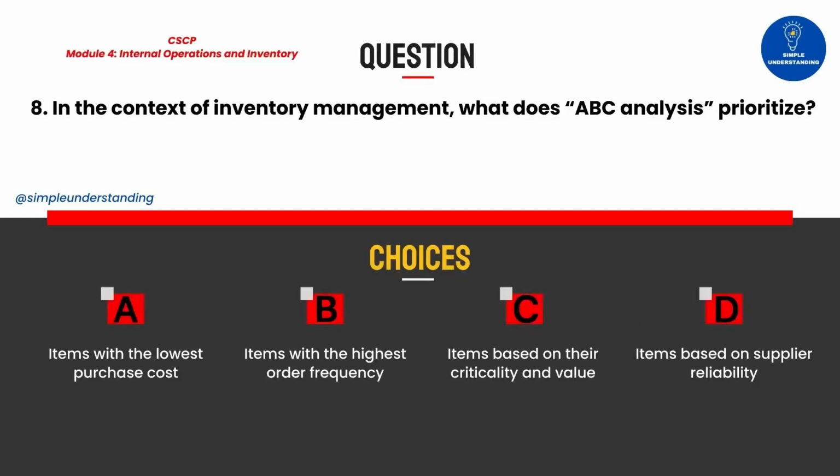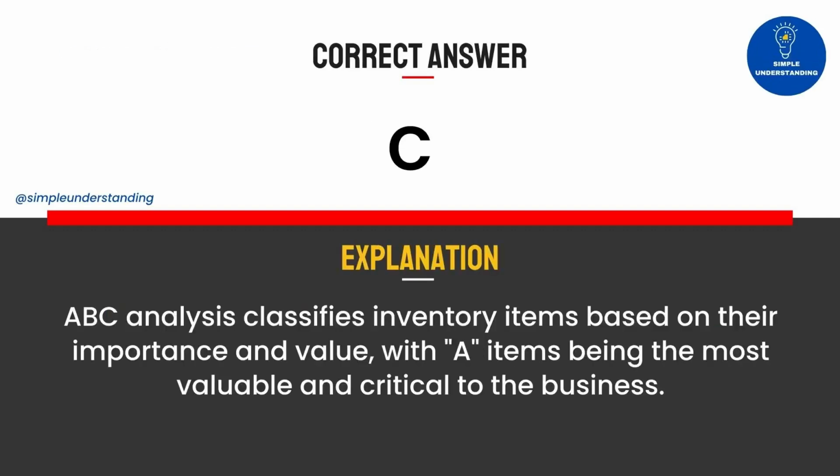8. In the context of inventory management, what does ABC analysis prioritize? A. Items with the lowest purchase cost. B. Items with the highest order frequency. C. Items based on their criticality and value. D. Items based on supplier reliability. Correct answer C. Explanation: ABC analysis classifies inventory items based on their importance and value, with A items being the most valuable and critical to the business.